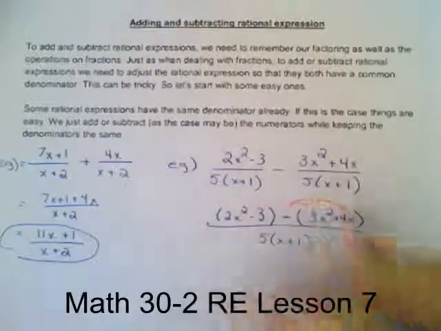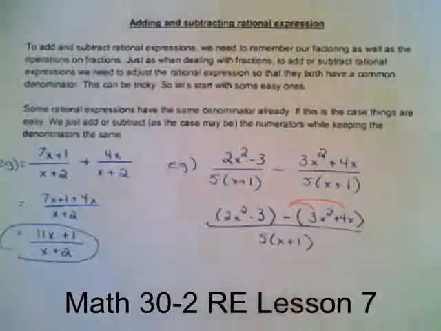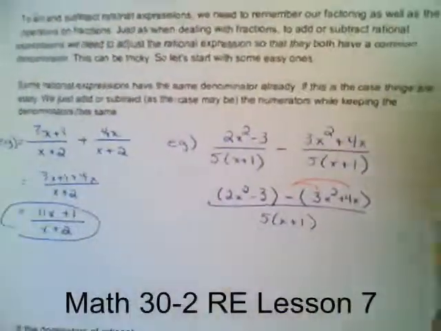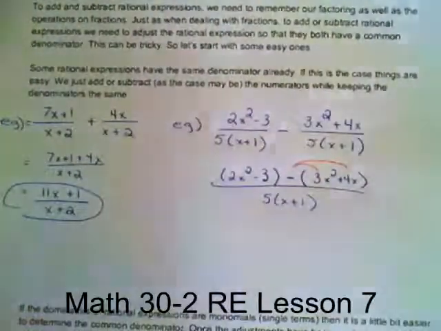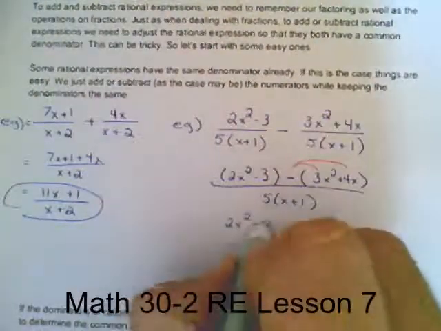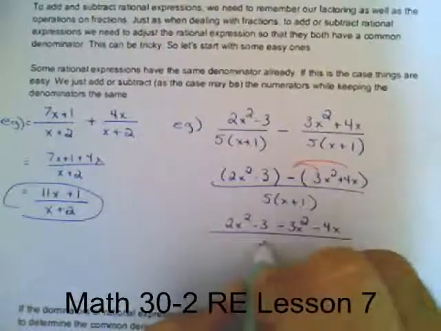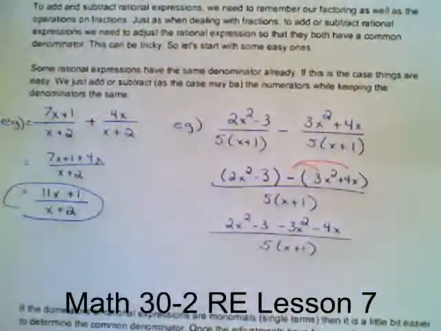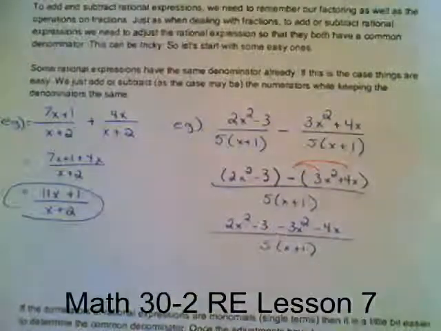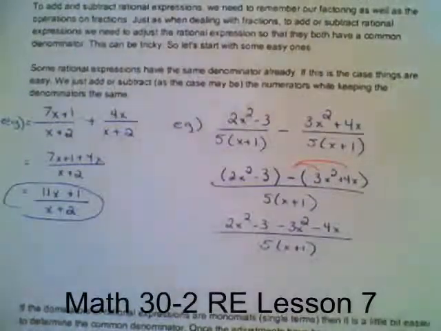Now you've got to combine like terms to clean that up. 7x and 4x are like terms. 7 plus 4 is 11, so I have 11x plus 1, and it's all over my common denominator of x plus 2. Once I'm done here, I'm going to look at the factoring and say, can I simplify this? This one I can't, so I'm just going to leave it as is.